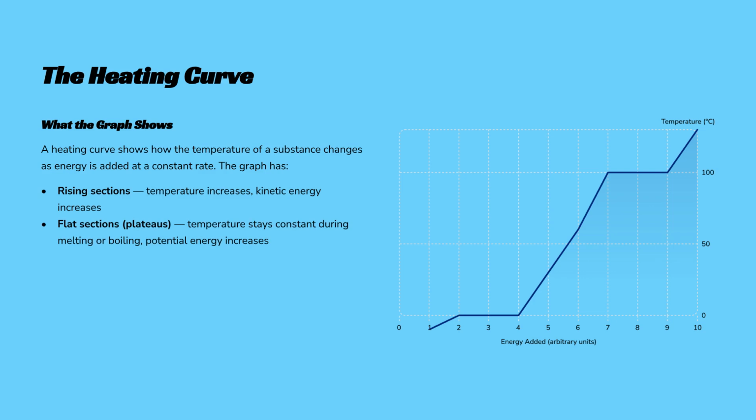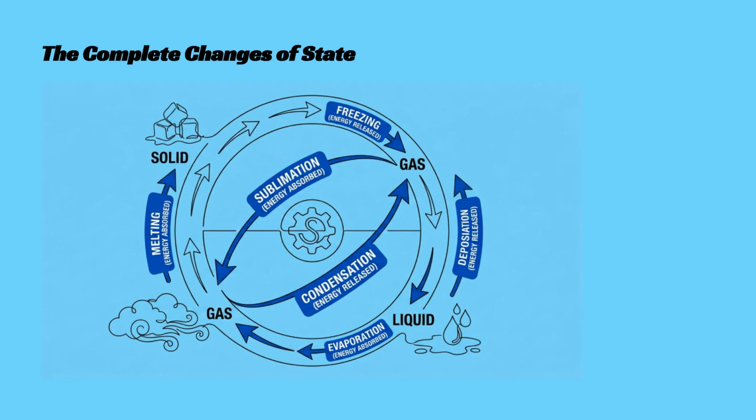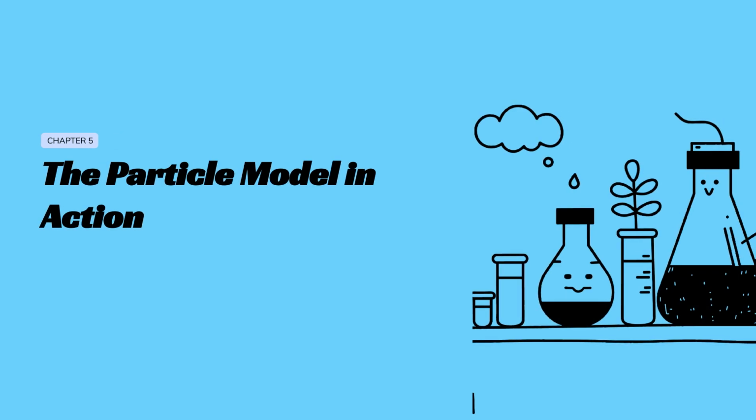A heating curve illustrates this concept clearly. The rising sections show temperature increasing with kinetic energy, while the plateaus represent state changes where energy increases potential energy while temperature stays flat. This diagram provides a complete overview of all possible changes of state, showing the transitions between solids, liquids, and gases.